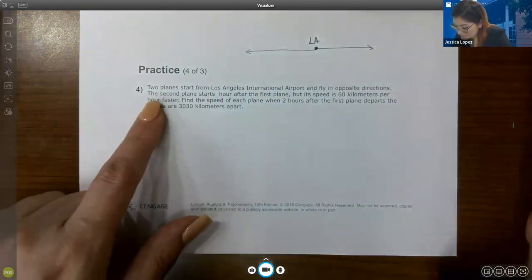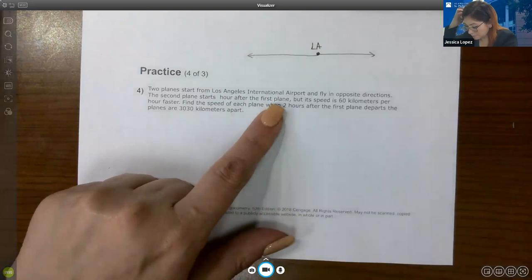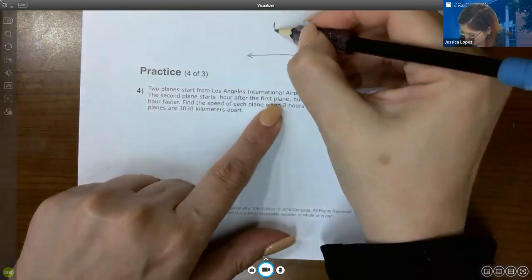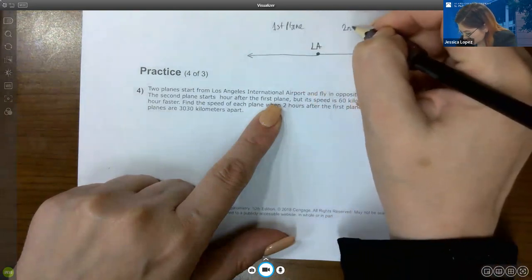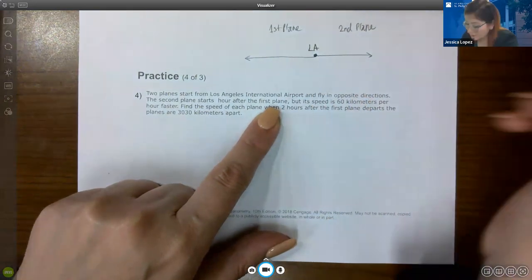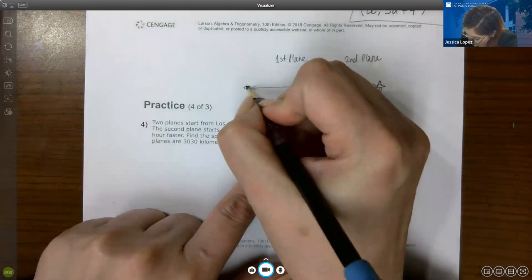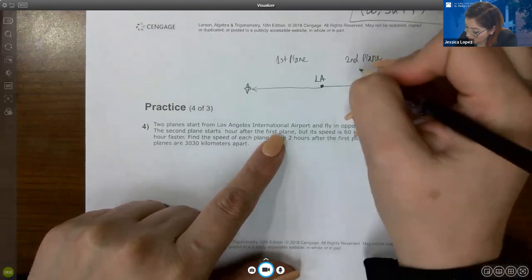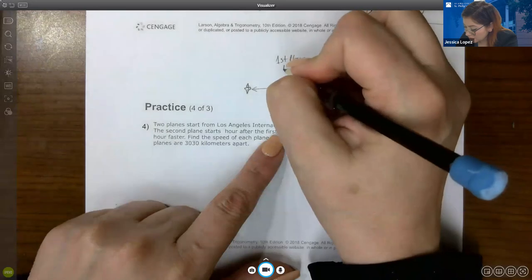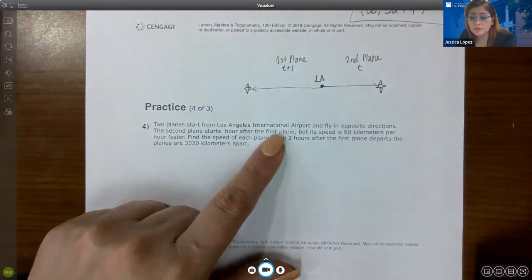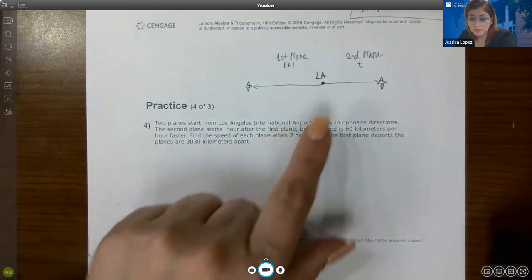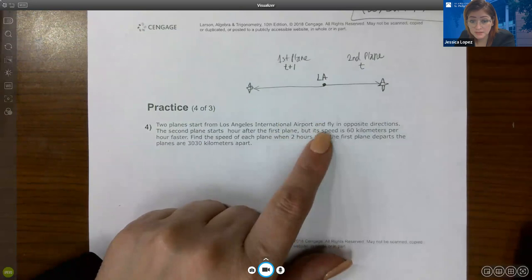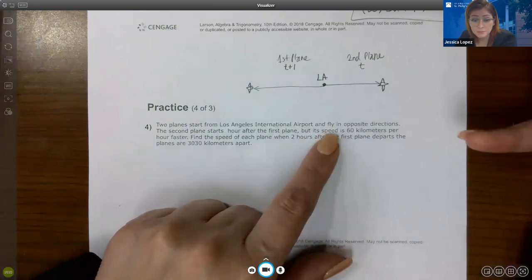Okay. The second plane starts an hour after the first plane. So we'll call this side the first plane, and we'll call this side the second plane. We have to figure out which one's which, okay? And I'm not about to try to draw a plane because I cannot draw, but whatever, it looks like a weird bird. Those are my planes. So it does say that the second one flies 1 hour after the first one. So however long this one has been flying, if it left an hour later, this one would have been in the air for 1 hour more, okay? So whatever his time is gonna be 1 hour more because he's been flying for 1 hour longer. It says, but its speed, talking about the second plane's speed, is 60 kilometers per hour faster.